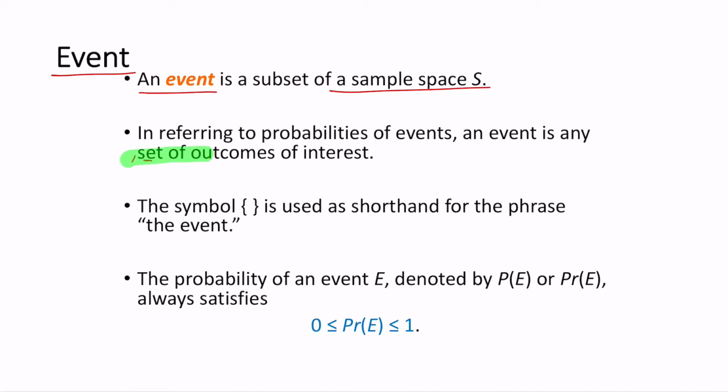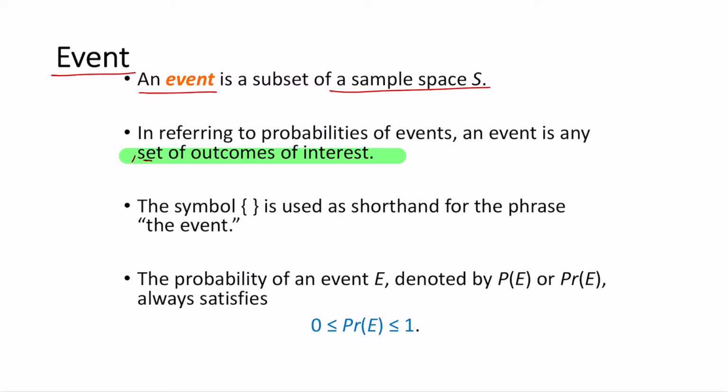So it's a set of outcomes of interest, meaning that it's only the outcomes that you want out of the total outcomes that are possible. For example, let's say you throw a dice and your set of outcomes of interest is 6, and all the possible outcomes are 1, 2, 3, 4, 5, 6. The set of outcomes that you want is the event, and all the possible ones are the sample space.